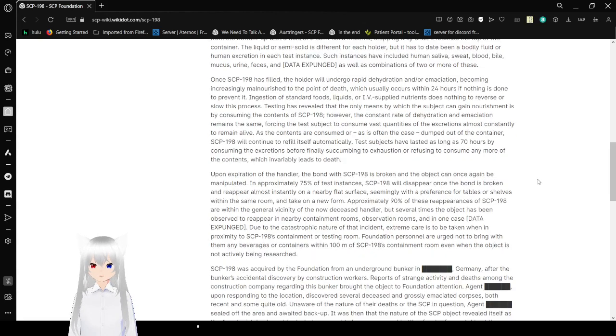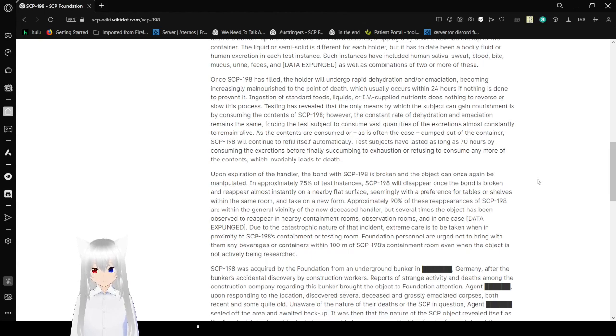Once SCP-198 has filled, the holder will undergo rapid dehydration and/or emaciation, becoming increasingly malnourished to the point of death, which usually occurs within 24 hours if nothing is done to prevent it. Substandard food with liquids or IV supply nutrients does nothing to reverse or slow this process. Testing has revealed that the only means by which the subject can gain nourishment is by consuming the contents of SCP-198. However, the constant rate of dehydration and emaciation remains the same, forcing subjects to consume vast quantities of the excretions almost constantly to remain alive.